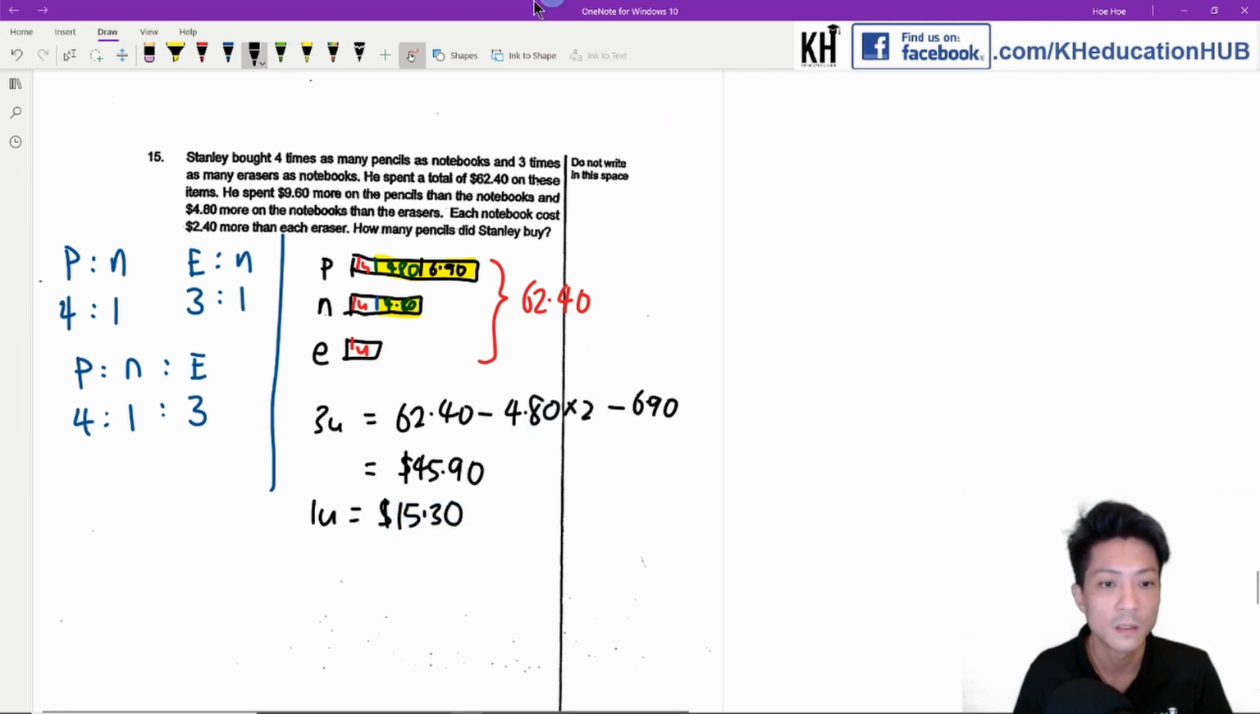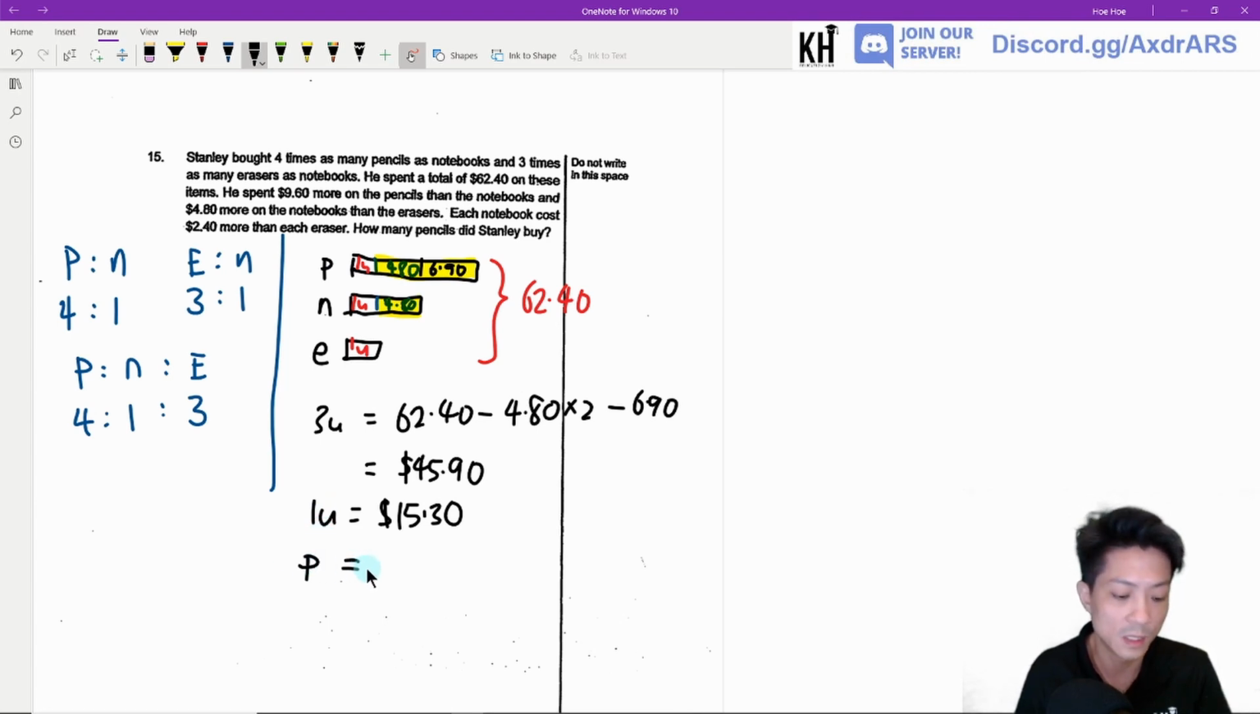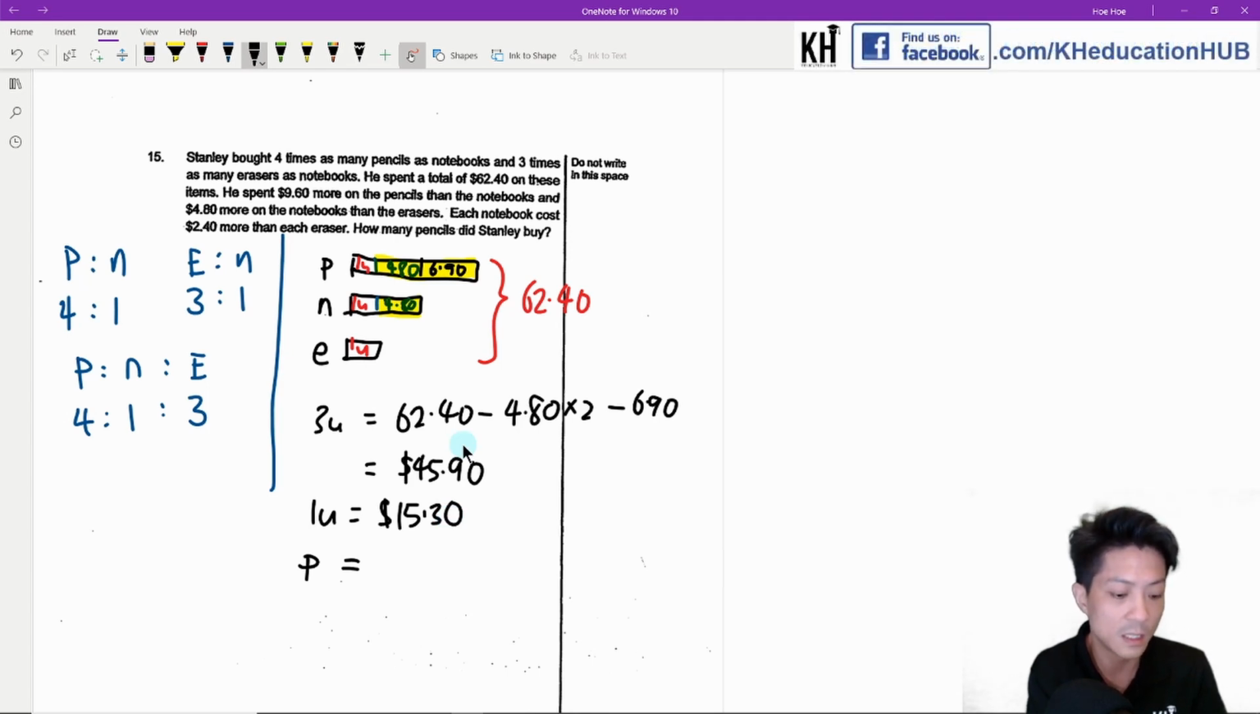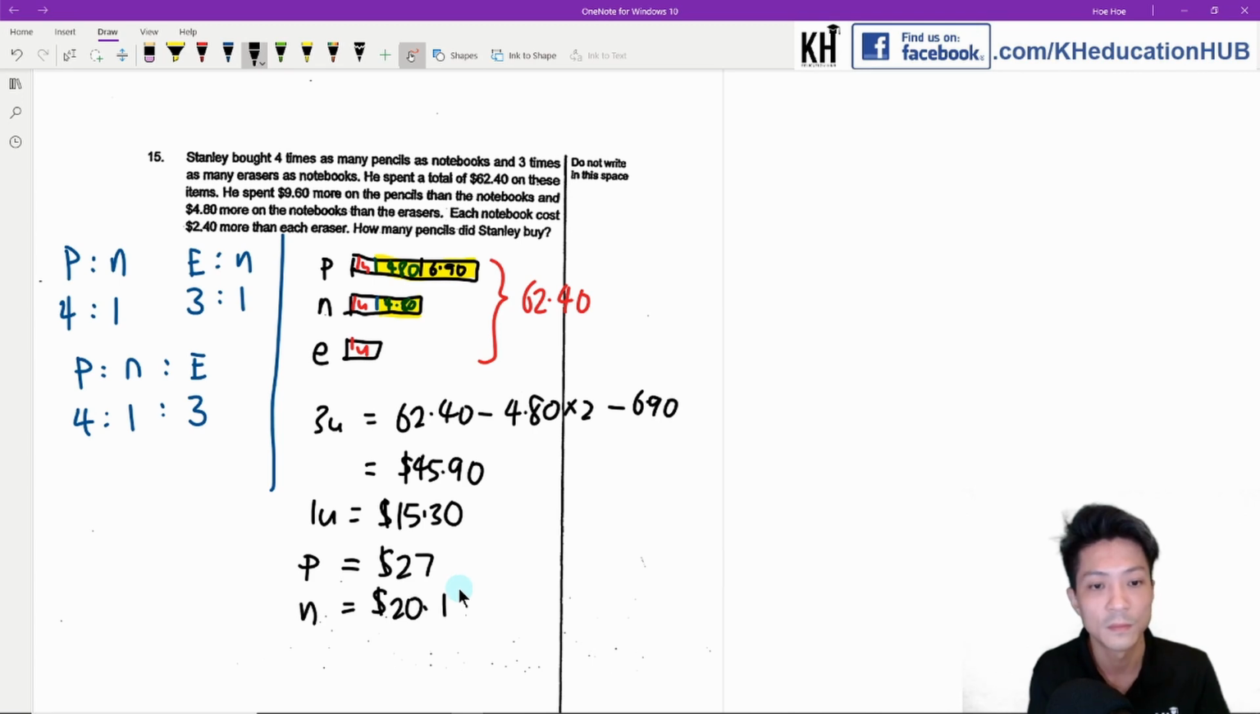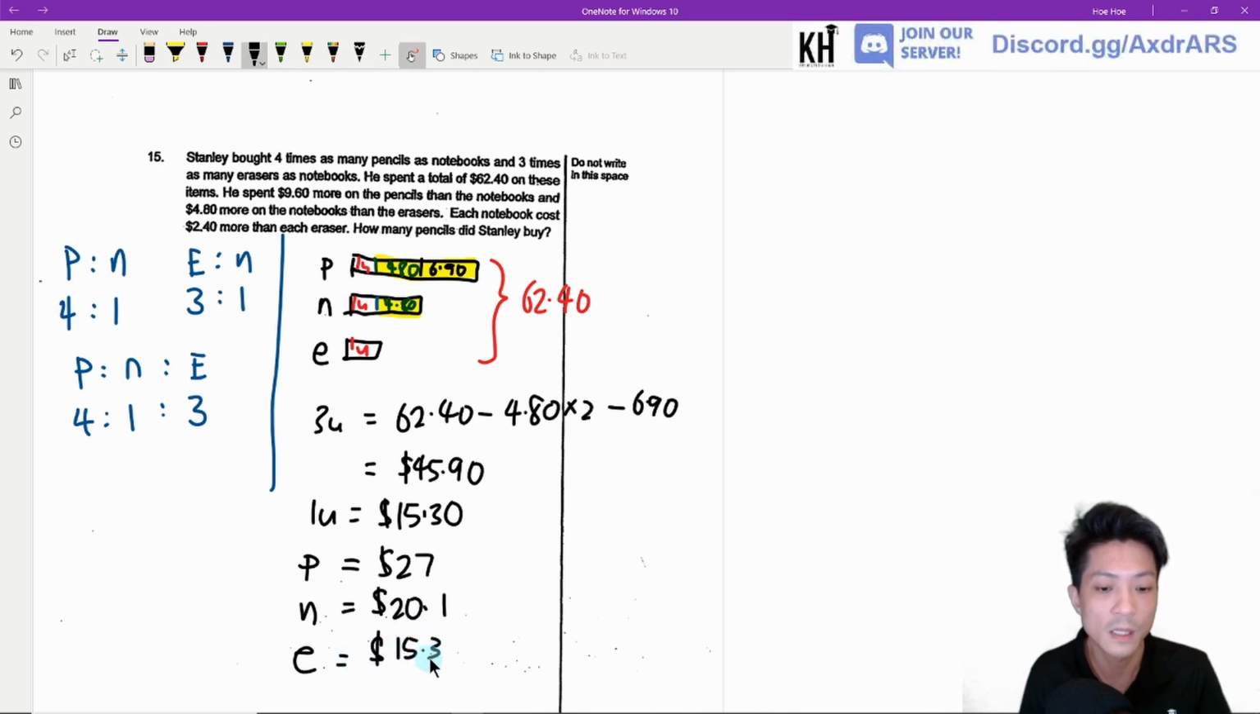Okay, 1 unit will be equal to $15.30. Okay, which means that the pencil, he spent 15.30 plus 4.80 plus 6.90, which is $27. Notebook will be 1 unit plus 4.80, which is $20.10. Okay, eraser is 1 unit, which is $15.30.